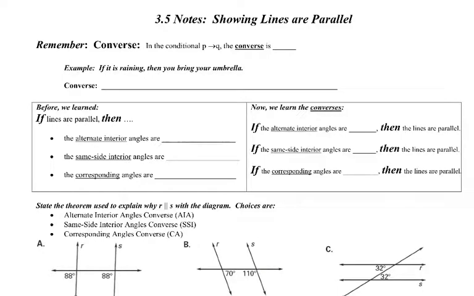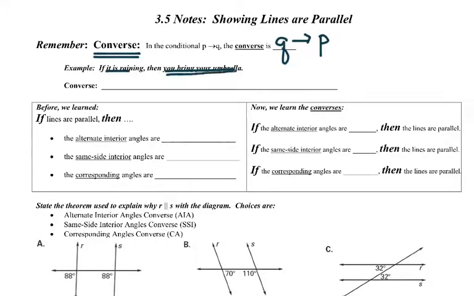So now we know what happens when lines are parallel. When lines are parallel, we have certain things that we know are true, and now we're going to learn the converse, like what happens if these things are true, right? So we'll remember from chapter 2 that converse was switching the if and the then. So instead of P implies Q, it was Q implies P.